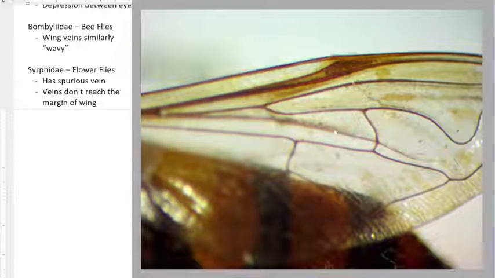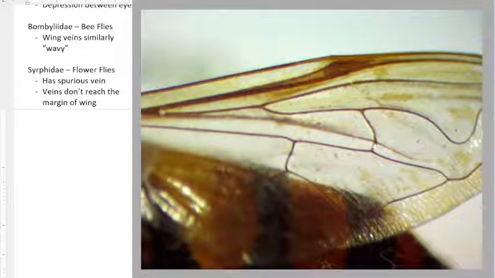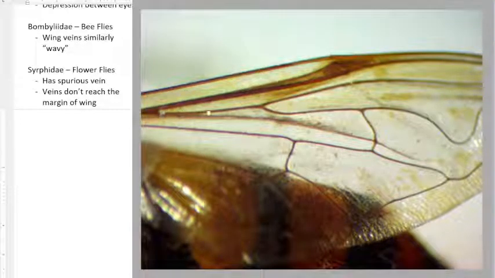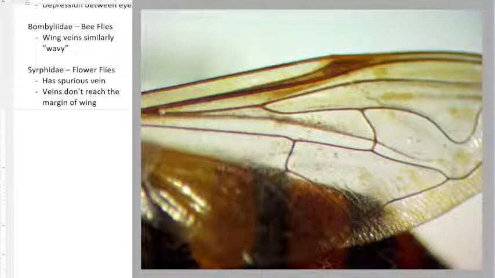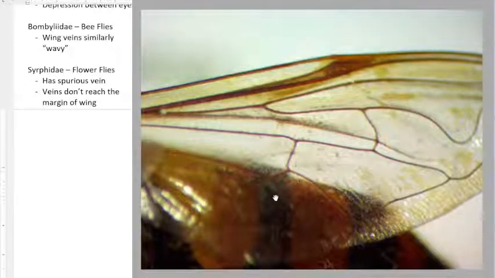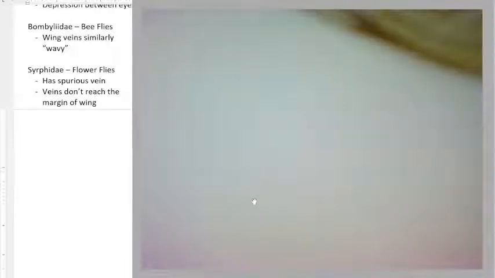This is the spurious vein. It looks like there's a crease in it, so I was trying to get it focused better. But the spurious vein starts in the base, and it goes straight through, and then it doesn't connect to anything. It just kind of ends. It's like a spur. This is the spurious vein. So it comes through, it starts, it just kind of ends, and you'll see the spurious vein on both sides.